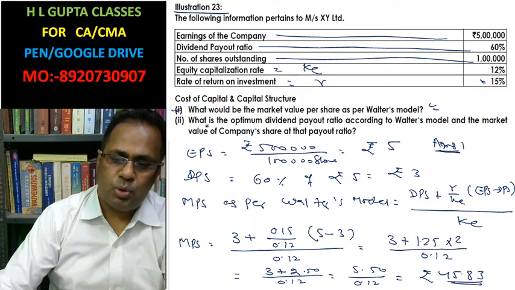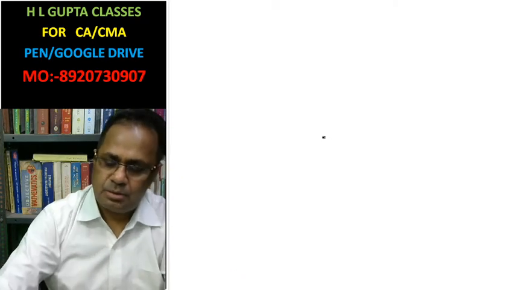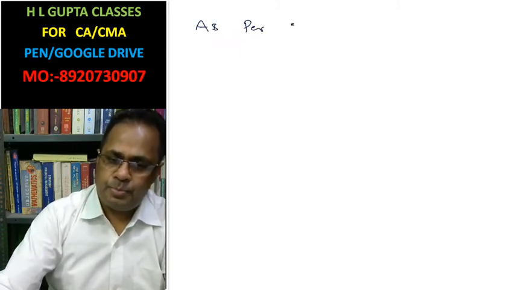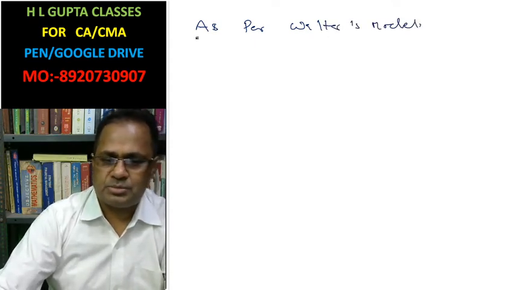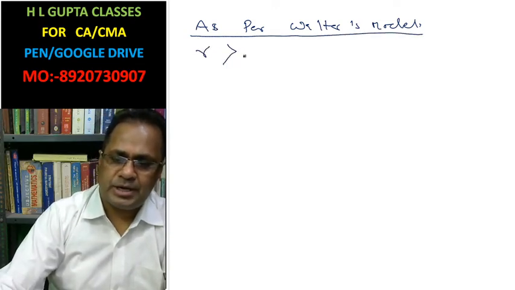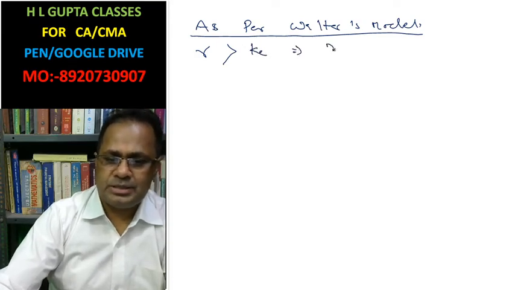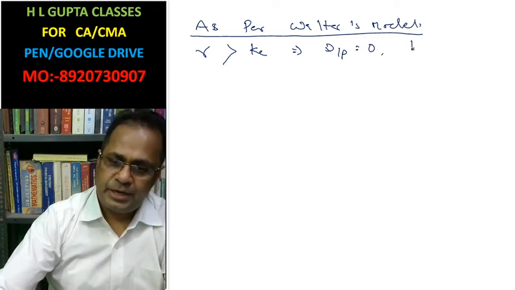Now, in the second part, what is the optimal dividend payout ratio according to Walters model and the market value of the company share on this payout ratio? Walters has suggested three ways of paying dividend. If R, the rate of return on investment, is greater than the cost of equity, the dividend payout ratio should be 0%, and the retention ratio should be 100%.